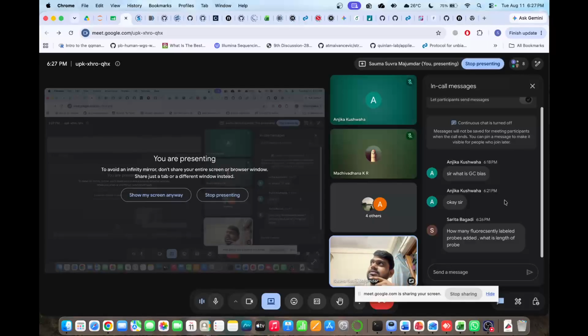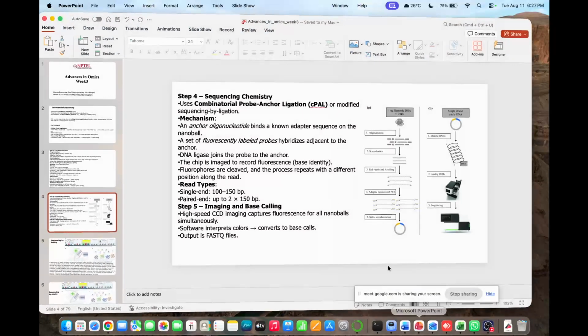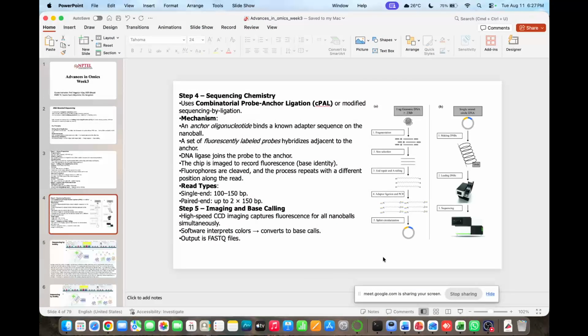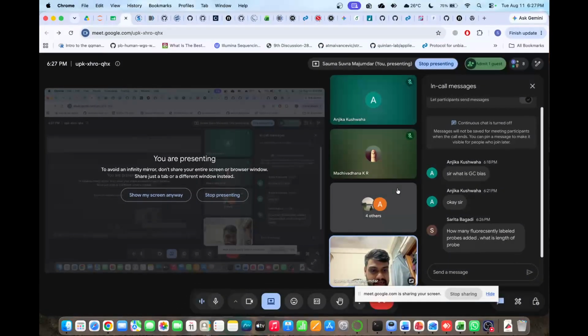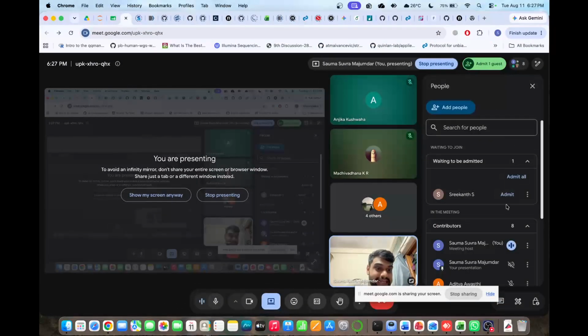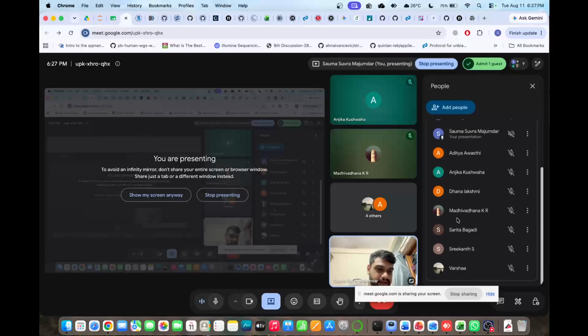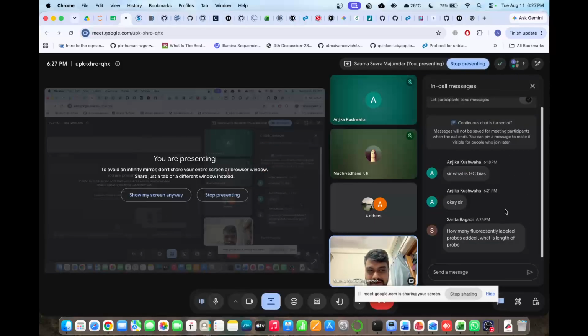How many? It's hard to say how many. Generally, it would be proportional to the amount of DNA in the nanoball. That would be a good estimate, but I am not sure about exactly how many. So yeah, I can look it up. I am not aware of exactly how many.